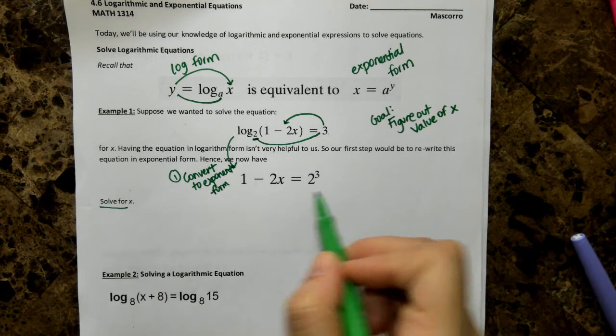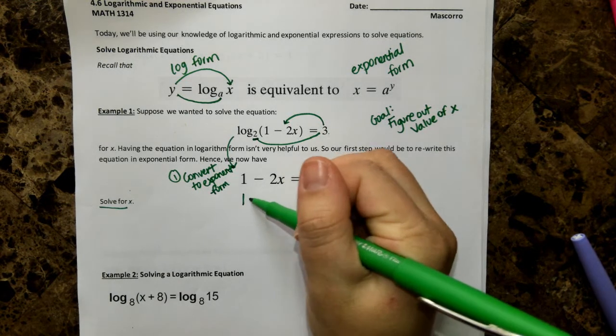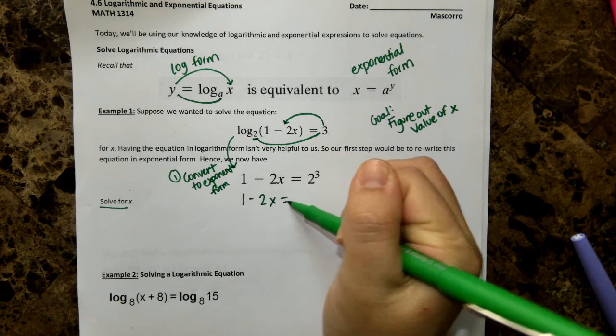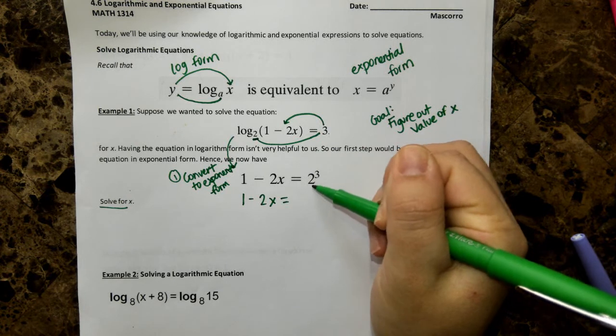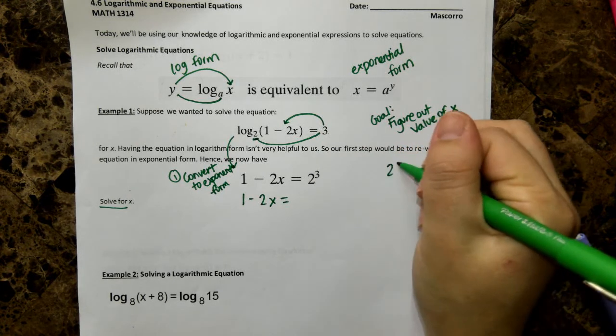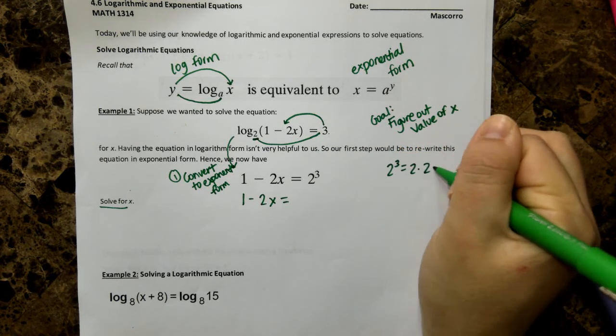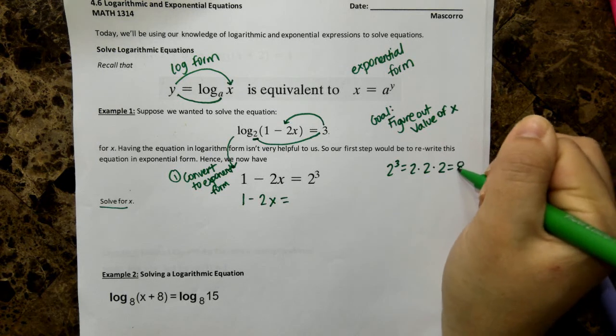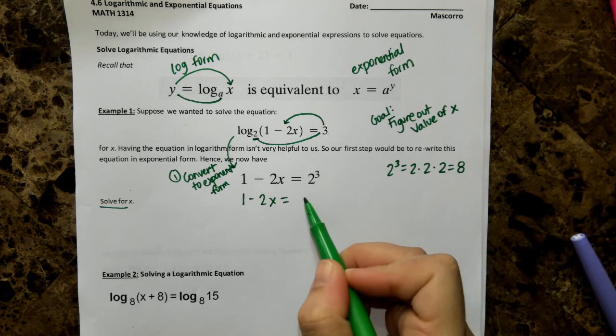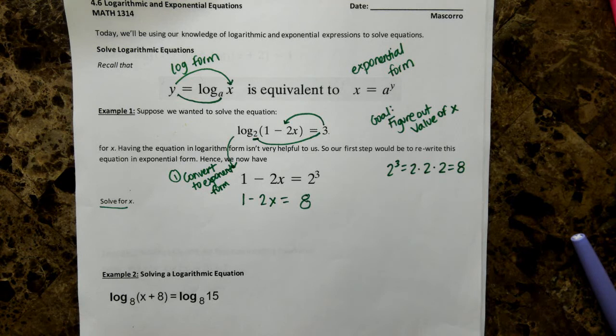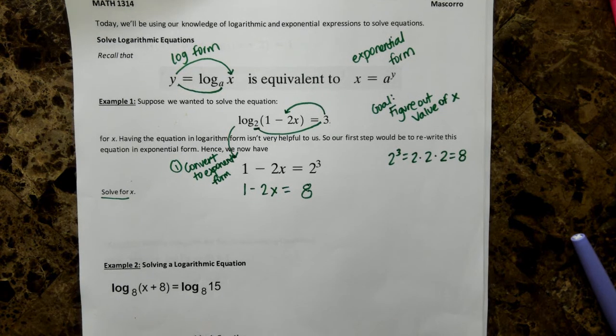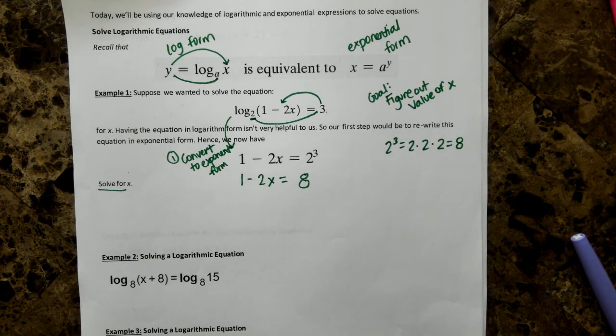Well, I can do some solving here. 1 minus 2x equals 2 to the third. I can actually figure out what that equals. 2 to the third is just 2 times 2 times 2, which is 8. So instead of writing 2 to the third, I'm going to write 8. And this is just a linear equation, and I can easily solve for x now.